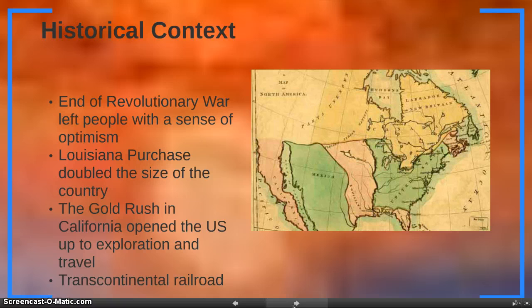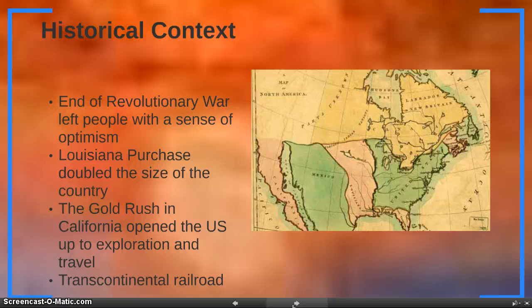So what's going on in America at this time? Obviously the end of the Revolutionary War left everyone with this great sense of optimism. And hey, wahoo, we're free, we can do our own thing, we're our own country. But what's significantly important during the period of Romanticism is how the country expanded. If we start with the Louisiana Purchase and then look at the California Gold Rush, the country moved from New England all the way out to California. The Louisiana Purchase effectively doubled the size of the country with that purchase from France, and then the Gold Rush opened us up even further.